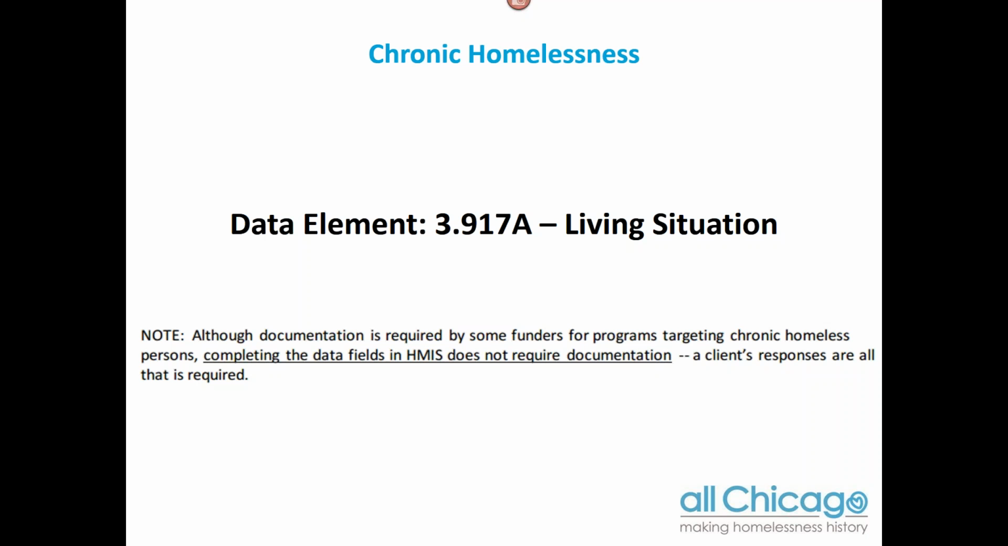So data element 3.917A is considered living situation. And what we're going to see here is that there's been some, hopefully we'll all think of this as an improvement upon the way that we collect chronic homelessness data about our clients, because we've actually seen some combining of questions that were previously separated out. So we're going to look at this in great detail in these next couple slides.